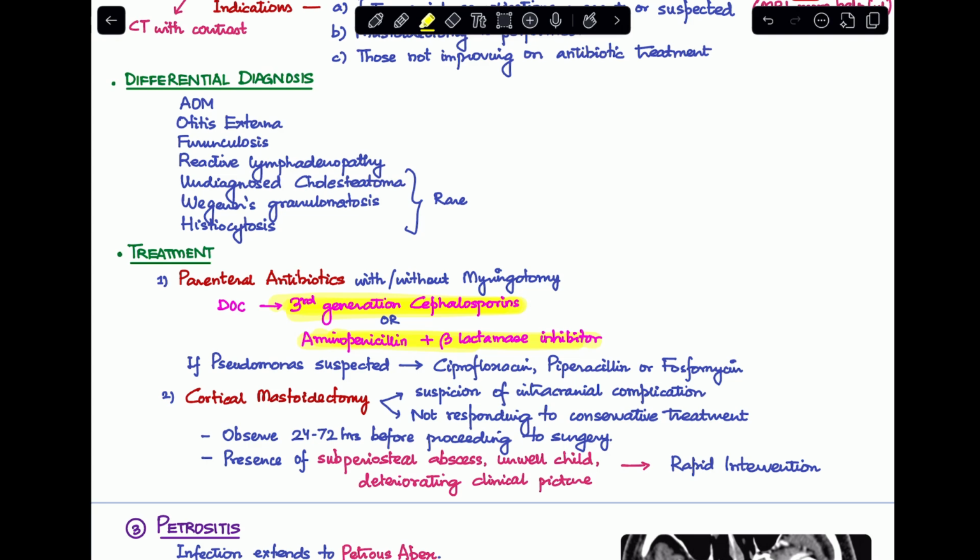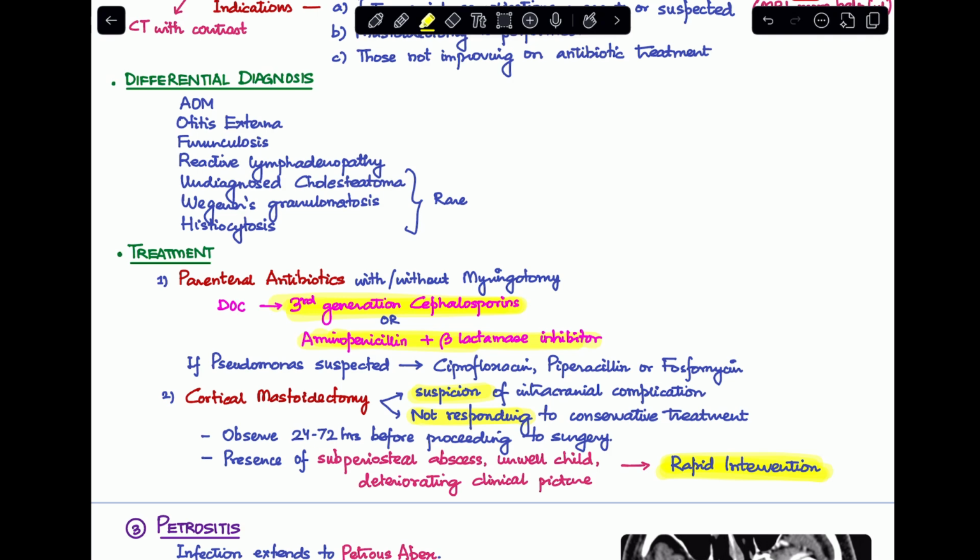Secondly, cortical mastoidectomy is usually done when the patient is not responding to conservative treatment, and second, there is a suspicion of intracranial complications. However, before doing a surgery, we should observe the patient for 24 to 72 hours before proceeding to do the surgery. The only case where we do not wait is when there is a presence of subperiosteal abscess, unwell child, and a deteriorating clinical picture. All of that will lead to rapid intervention in the form of surgery.